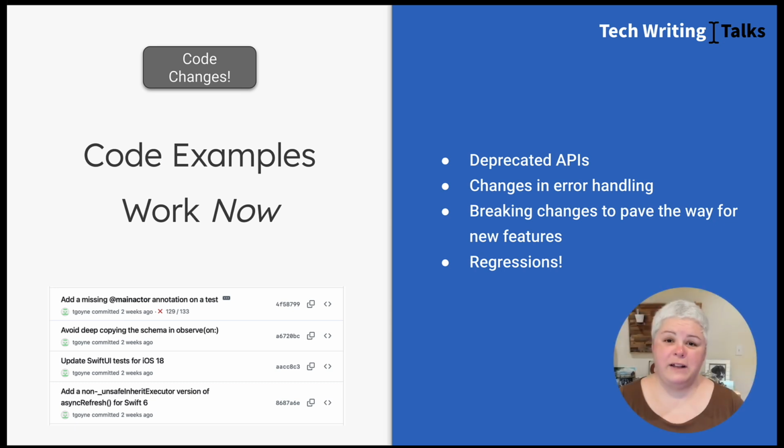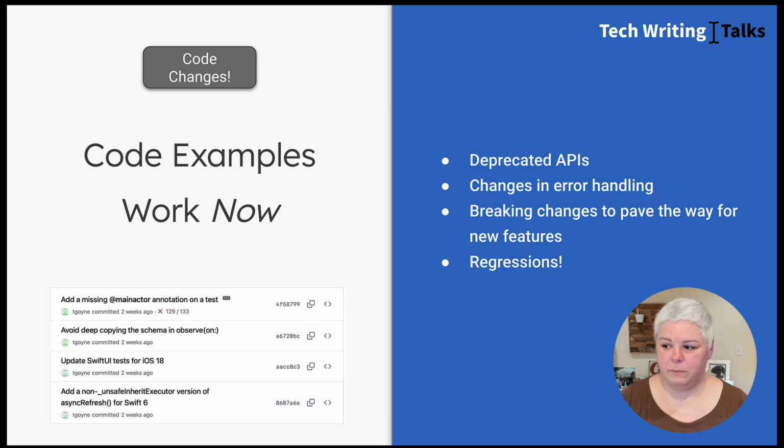Your code examples can't just work at the moment they're created. They have to work now. This is a problem because code changes. With every commit that developers make to a code base, code that used to work may stop working. Code can stop working for reasons like deprecated APIs, changes in error handling, breaking changes made to pave the way for new features, or, we're all human, bugs ship to production sometimes, regressions. You need validation on an ongoing basis that code examples still work, not just at the moment they were created.